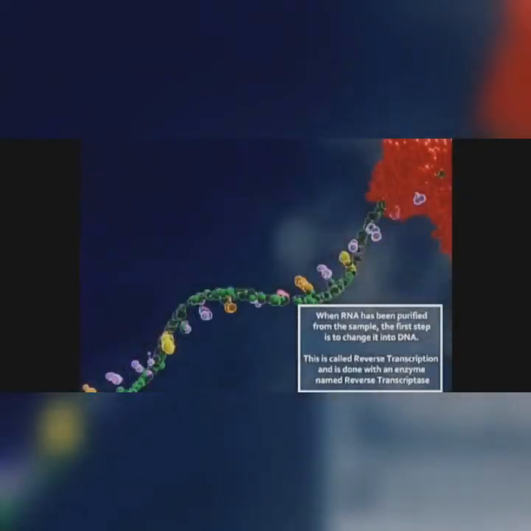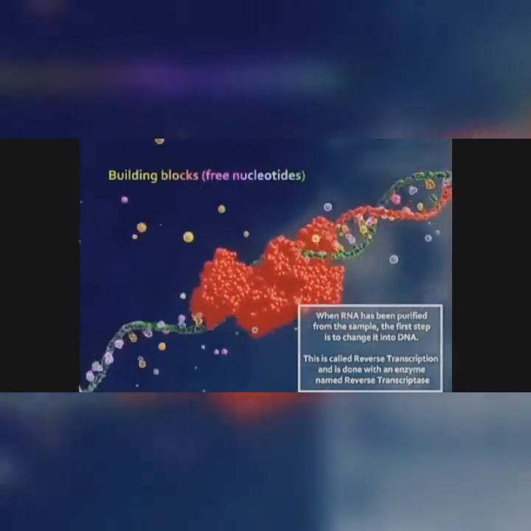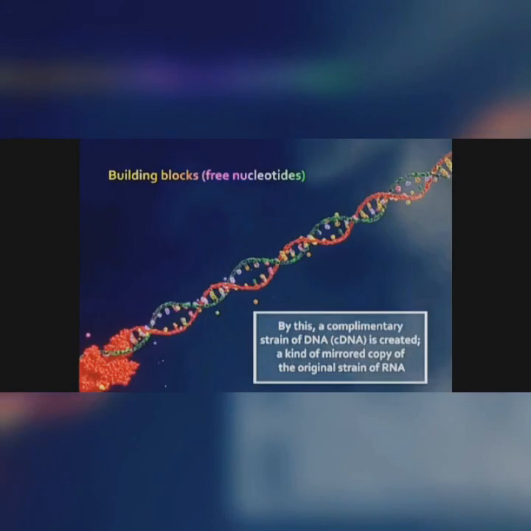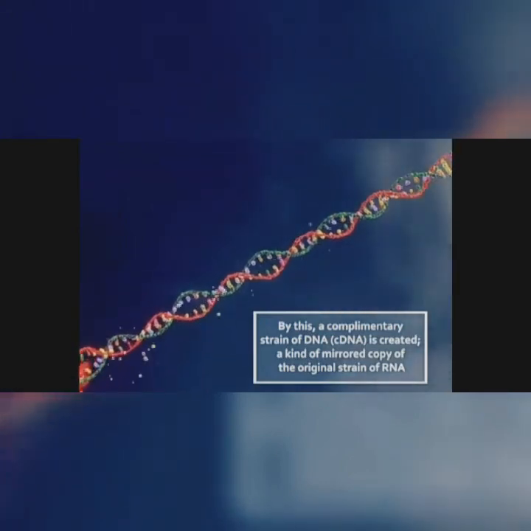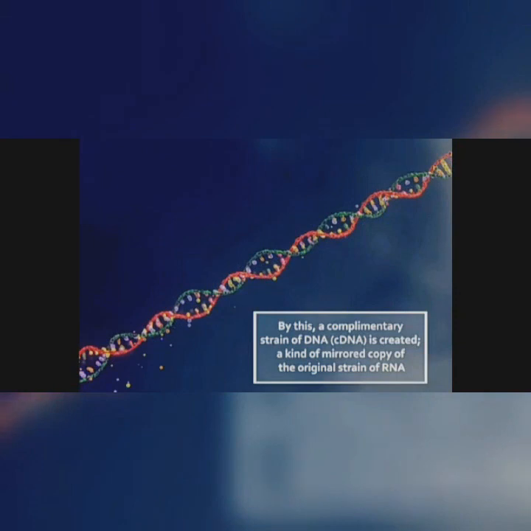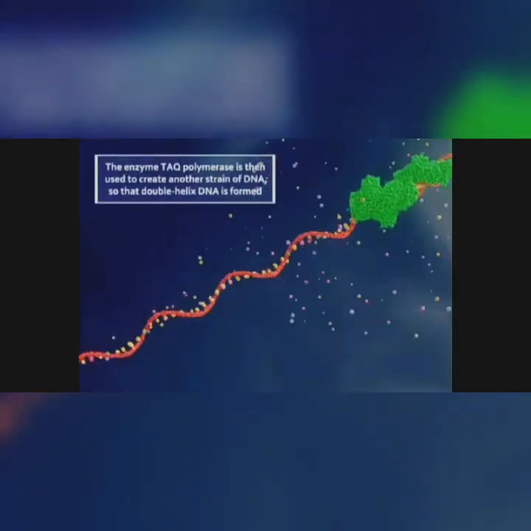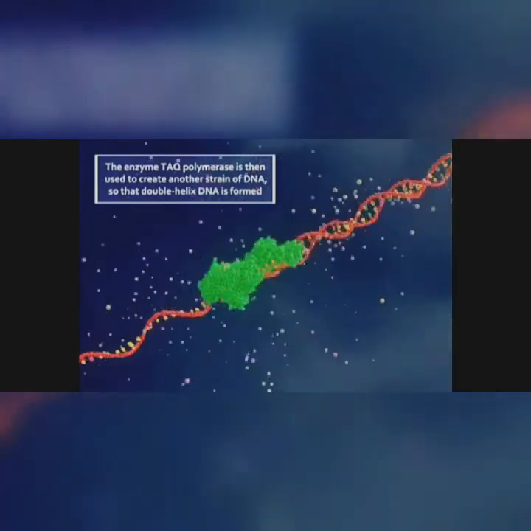When RNA has been purified from the sample, the first step is to change it into DNA. This is called reverse transcription and it is done with an enzyme named reverse transcriptase. By this, a complementary strand of DNA, cDNA, is created, a kind of mirrored copy of the original strand of RNA. The enzyme Taq polymerase is then used to create another strand of DNA so that double helix DNA is formed.